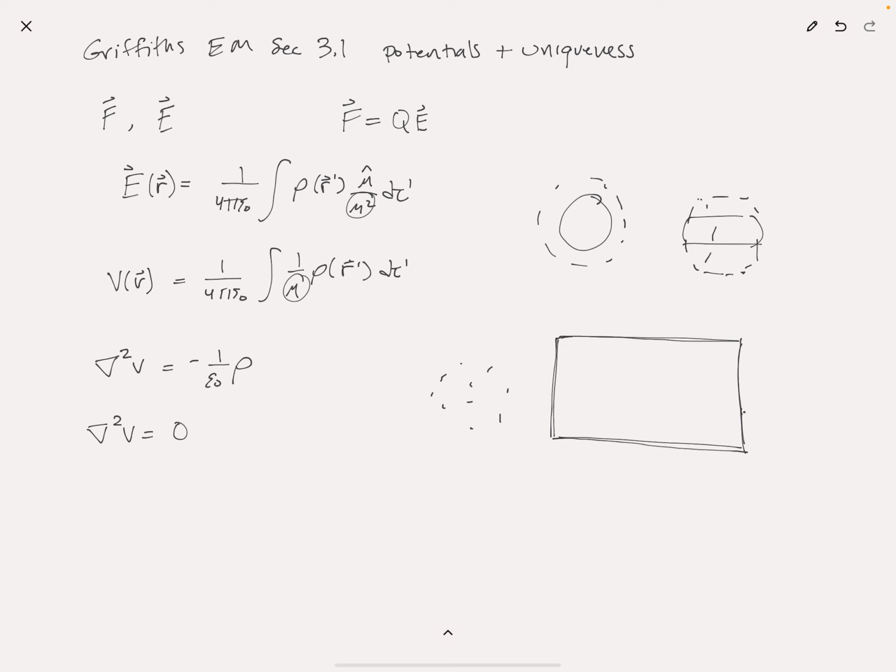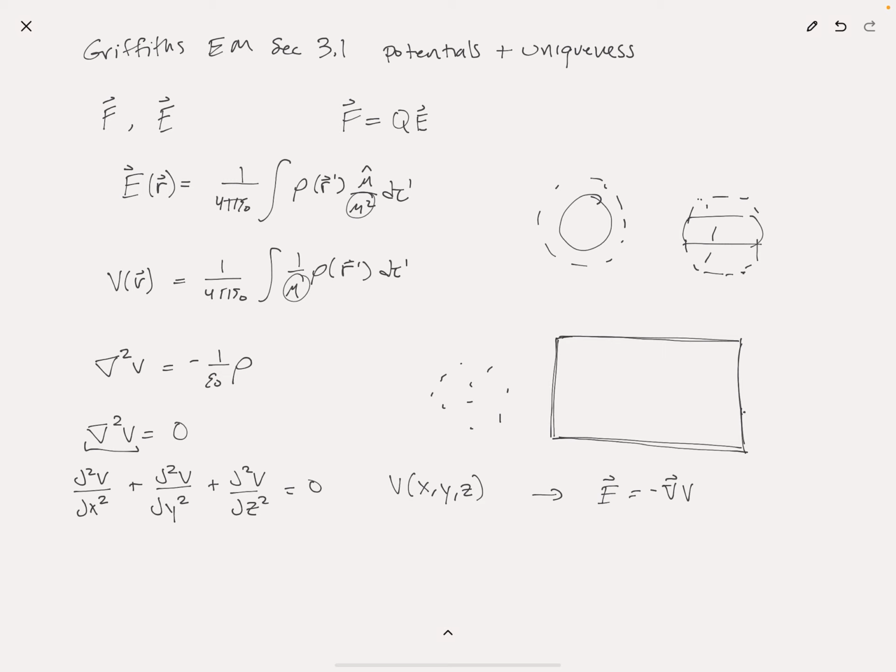Just as an example, if I was looking for a solution in Cartesian coordinates in 3D, I would have some expression, I'm just expanding this out, that is equal to 0, where I'm assuming here that the potential is a function of x, y, and z. And if I have my potential, then I can go ahead and take the negative gradient of that potential and get the electric field.